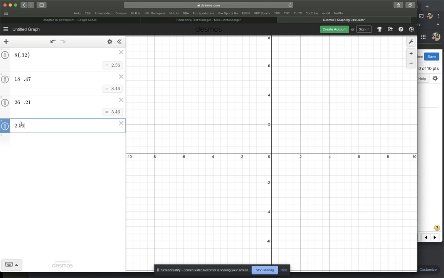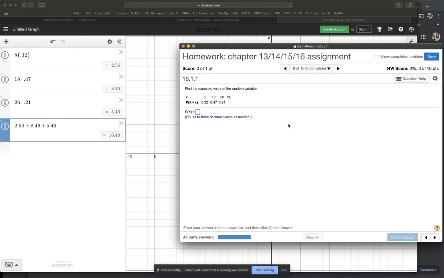So 2.56 plus 8.46 plus 5.46, and we get an expected value of 16.48. Okay, and that's it. That's literally all we have to do.